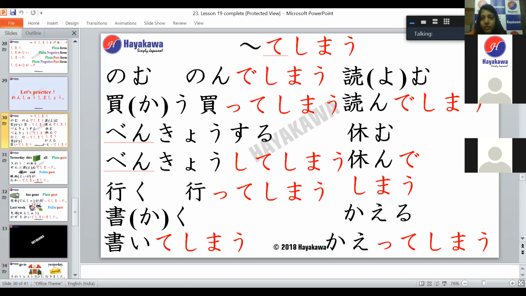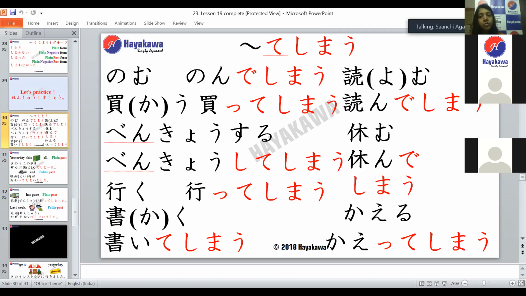Hi, Sensei. Kaite shimau. Very good, Hemalata-san. Arigato gozaimasu. So you have kaite shimau. The next verb is yomu, which means to read. Very good, Shweta-san. So it is to read.